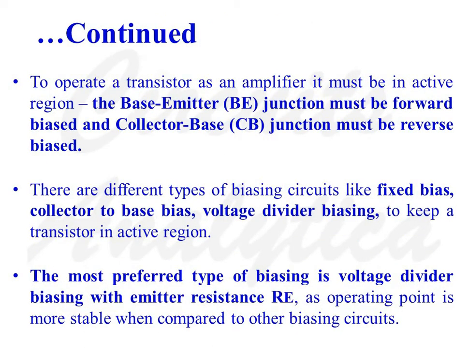To operate a transistor as an amplifier, it must be in active region. The base emitter junction must be forward biased and collector base junction must be reverse biased.